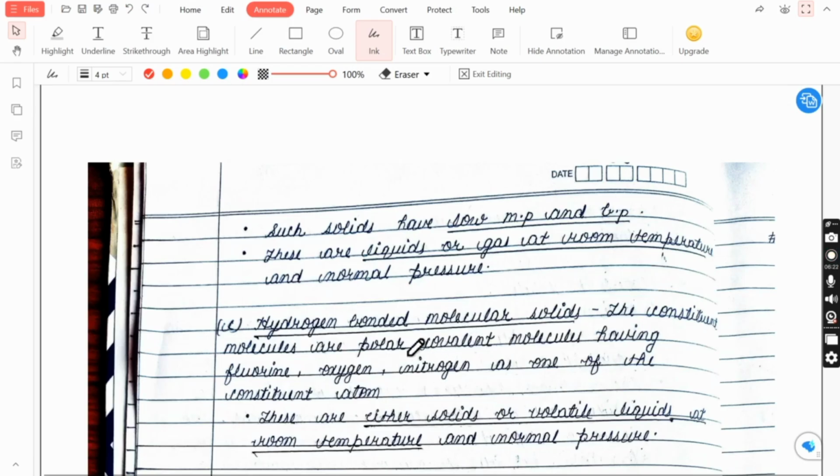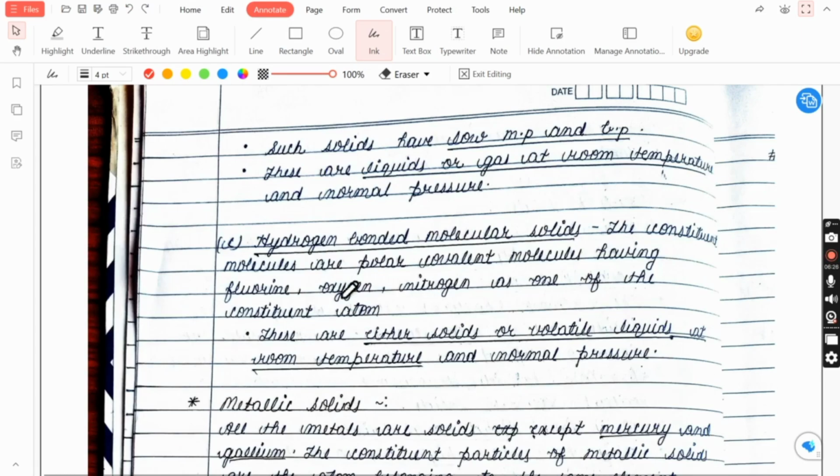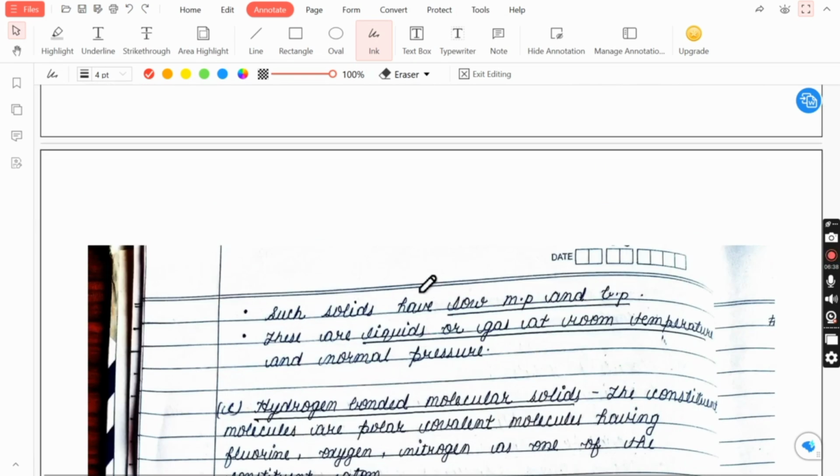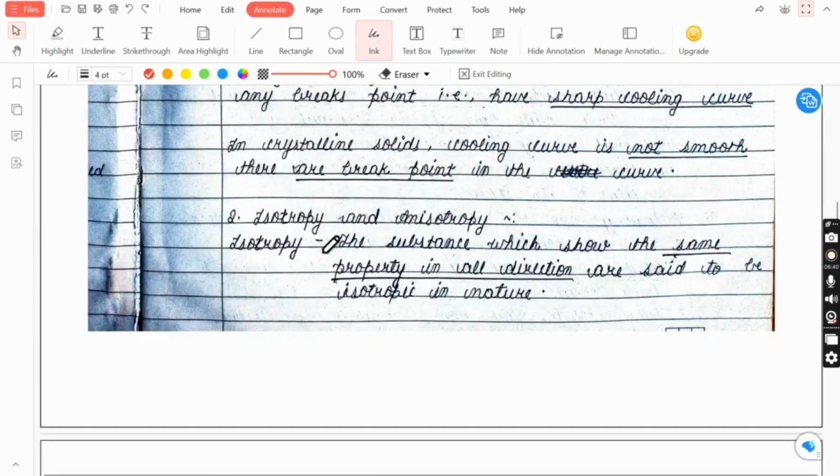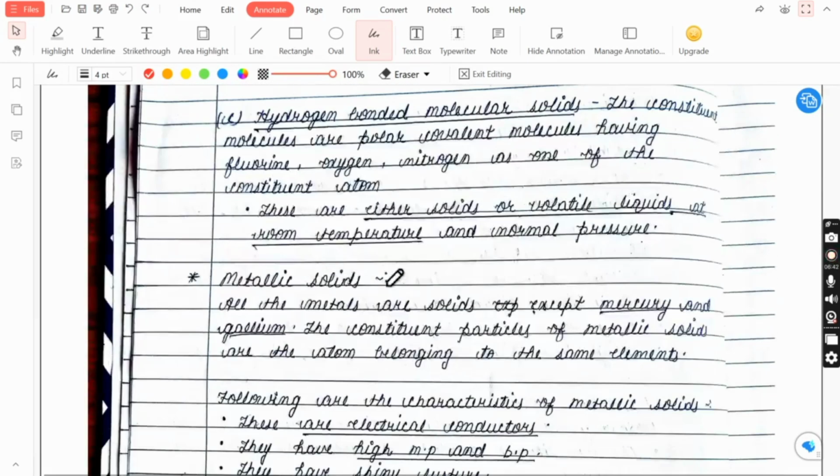The next property to compare with is hydrogen bonded molecular solids. So you can again see the differences here. What is a hydrogen bonded molecular solid? These are either solids or volatile liquids at room temperature and normal pressure. Okay, so these were the examples of this one.